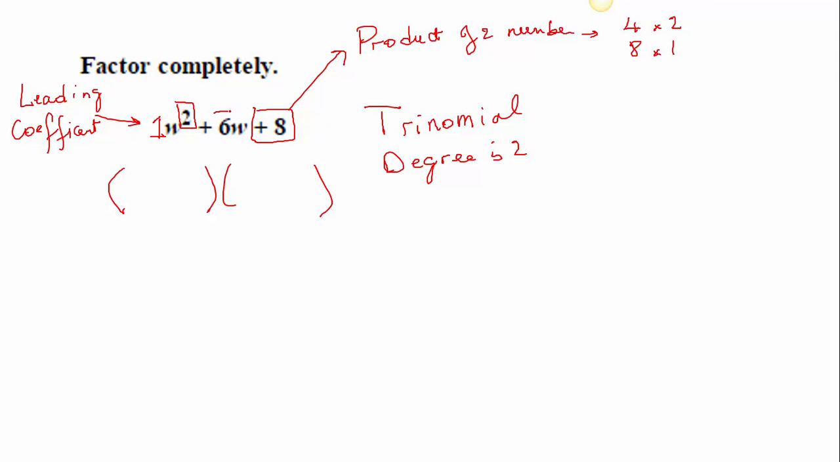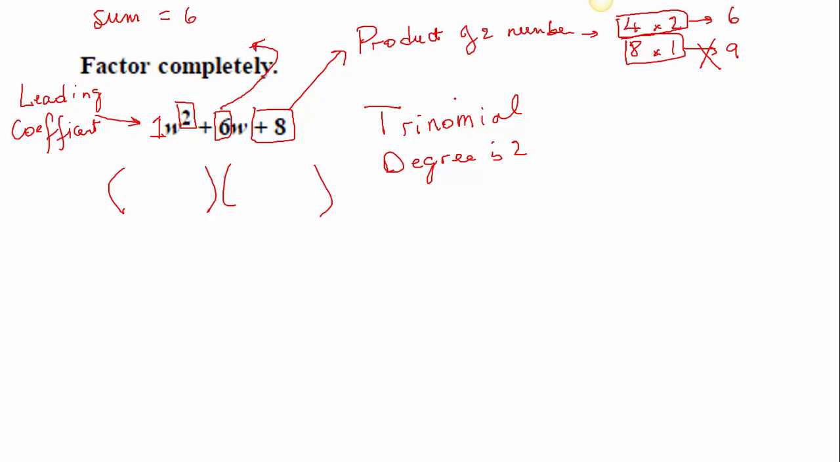But when I look at this 6 here, this is the sum of the 2 numbers. And I want the sum to be equal to 6. So I cannot choose 8 times 1 because the sum is 9. So that's going to be out. I'm going to eliminate this option. But 4 times 2 is 8 and the sum is 6.